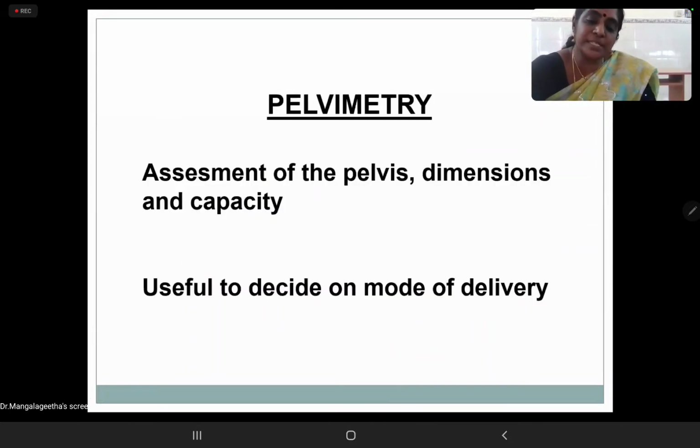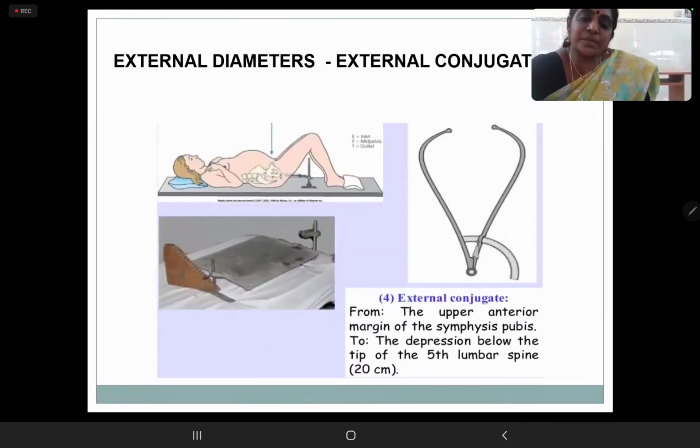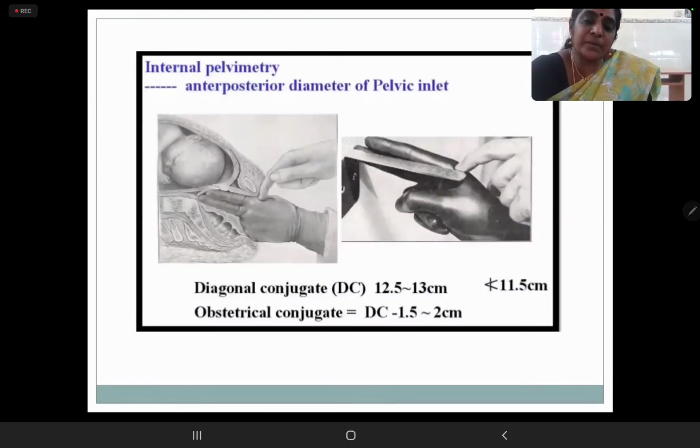And pelvimetry. What is pelvimetry? Assessment of the pelvis. So usually what do we do? We do only clinical pelvimetry. Nowadays we don't do X-ray, CT, MRI is not that much required, and external pelvimetry which was used in those days is not quite common nowadays. So clinical pelvimetry, how do you assess clinically? So assessment is to see if the sacral promontory is prominent and then to measure your conjugate. So I have put this picture to show how the conjugate is measured.